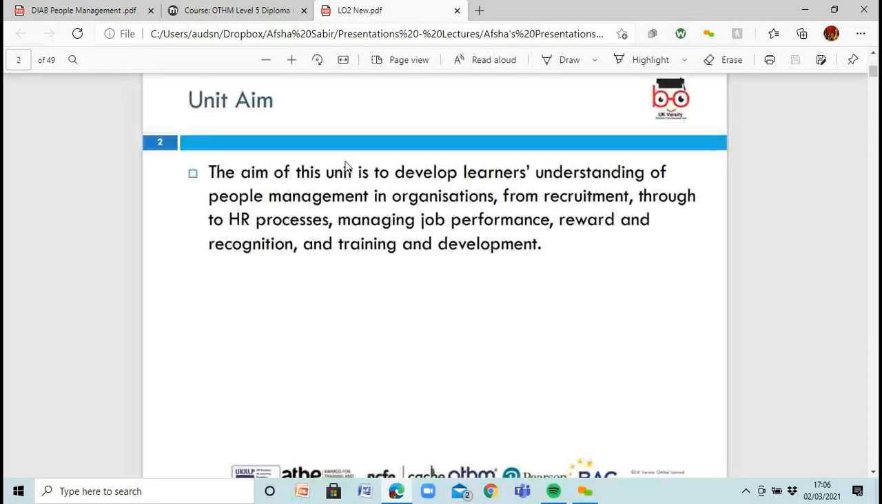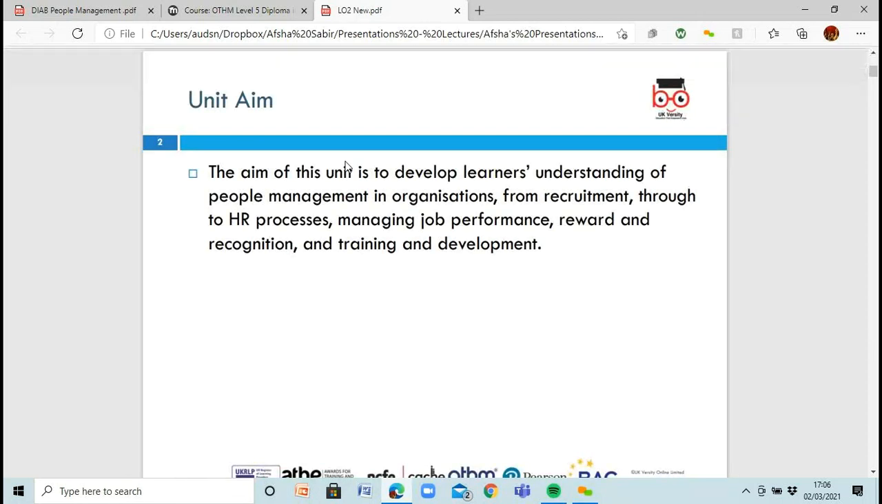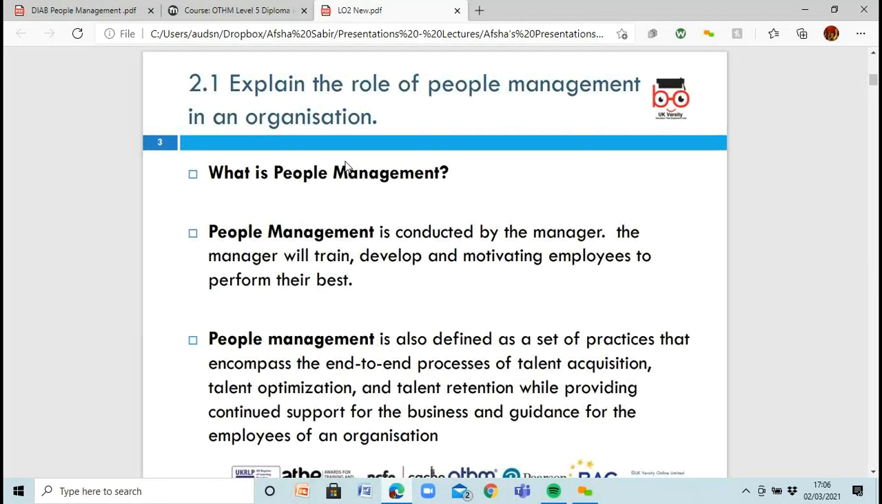So we'll make a start. So we've already talked about the aim is to look at the HR processes and job performance and reward recognition within this. So we're just going to be focusing on people management for this section. So this is 2.1. When we talk about people management, we actually think, what is people management?